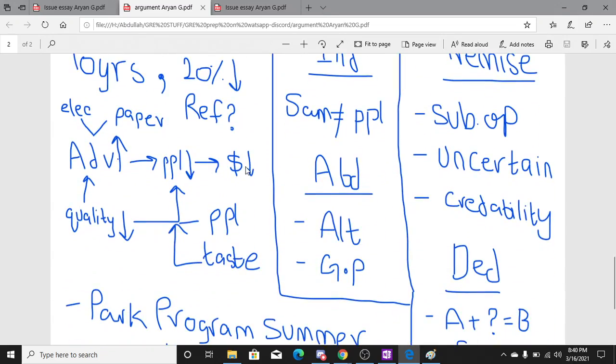So first of all, I think I need to write this up. It's almost like he's coming up with this chain of evidence and trying to come up with a serious argument. He's saying, okay, it is the advertisement, even though advertisement is going up, the people that we are attracting are going down, and therefore the profits are going down.